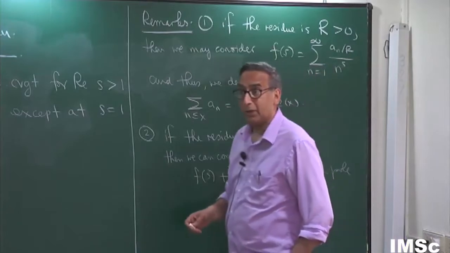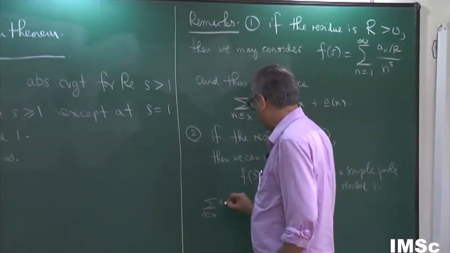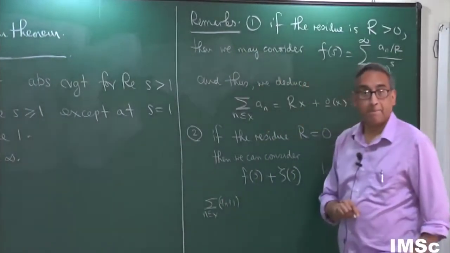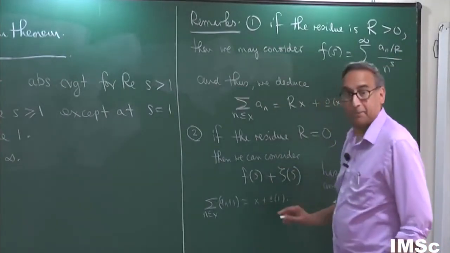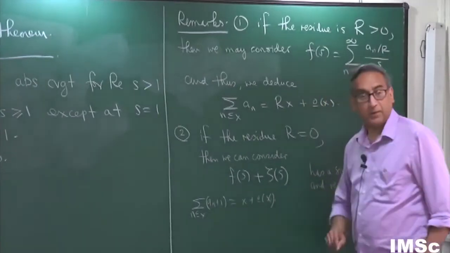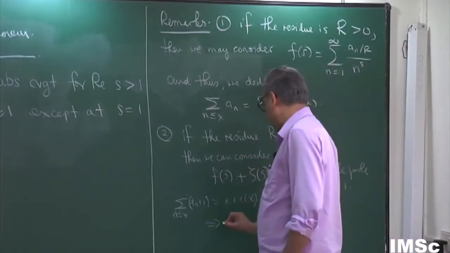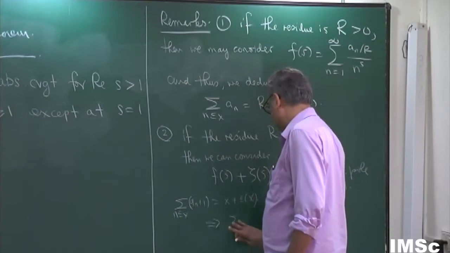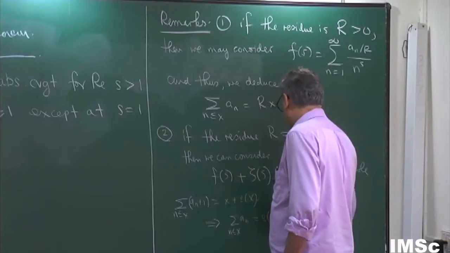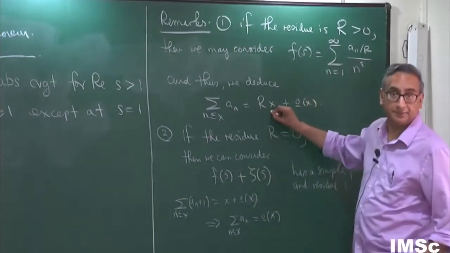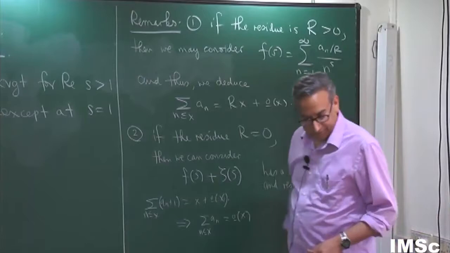And so we can apply the Tauberian theorem to this, and you end up getting the summation over n less than x of a sub n plus 1 equals x plus little o of x, right? And therefore, you get rid of that thing. So if the residue is 0, this thing is still valid. Okay, so this is valid no matter what. So this is the first reduction.